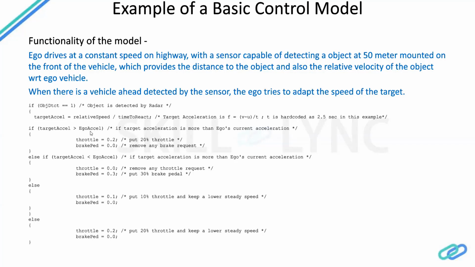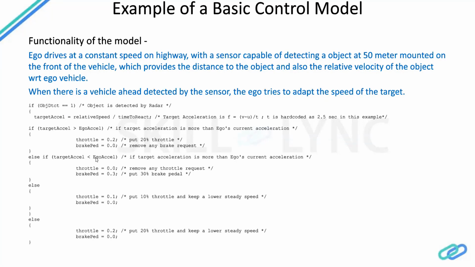I have an inertial sensor in my ego that will tell me the current acceleration of my ego vehicle. I will see if the target acceleration that I have calculated here is more than the current acceleration of my ego. If so, then I'll put a throttle of 20%. These are hard-coded values, without any filters to the actuator. These are just to give you an example of how it works. So I'll have 20% throttle here so that my ego acceleration reaches the target acceleration.